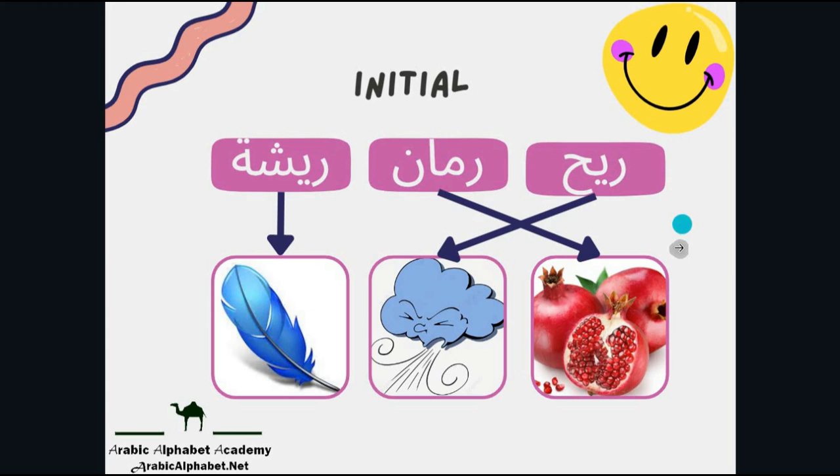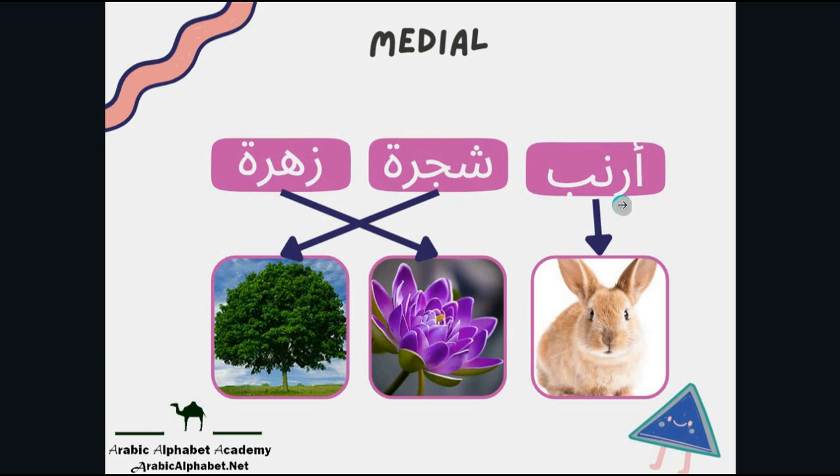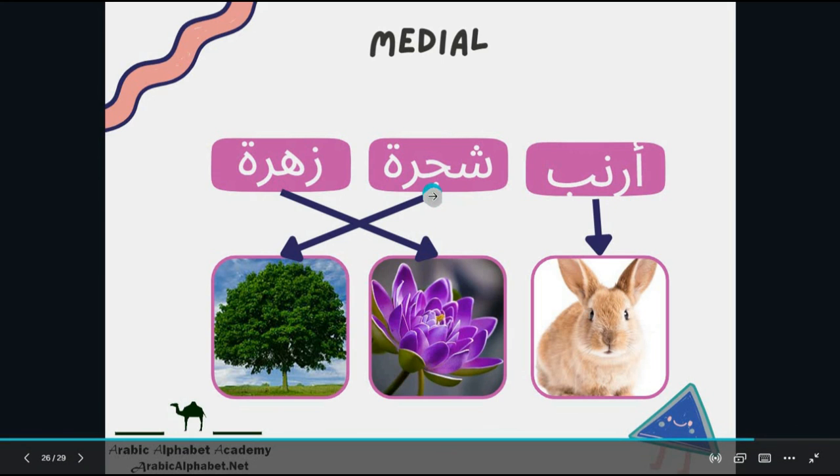Now let's move to the case when the letter Ra is in the middle, medial. We have arnabon, shajaraton, zahraton. Let's do the same. But for now, the answer is arnabon, a rabbit, shajaraton, a tree, zahraton, a flower.